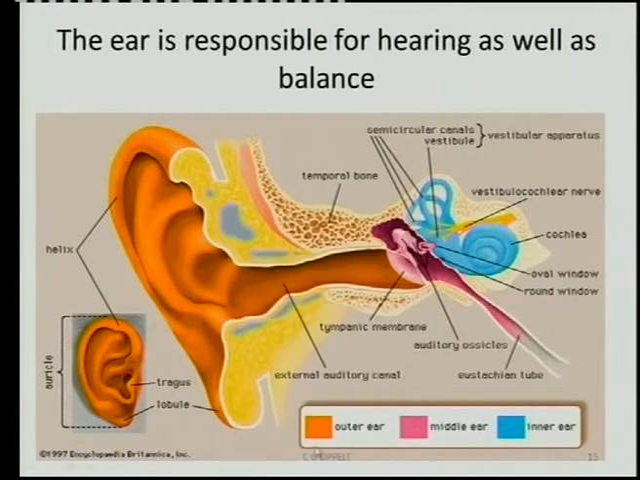Just maybe quickly to show you that it's color coded to show you the outer ear, the middle ear in pink, and the inner ear in blue. Remember, the outer ear and the middle ear are filled with air, and the inner ear is filled with a fluid. And it is important when we come to the functioning of the ear.